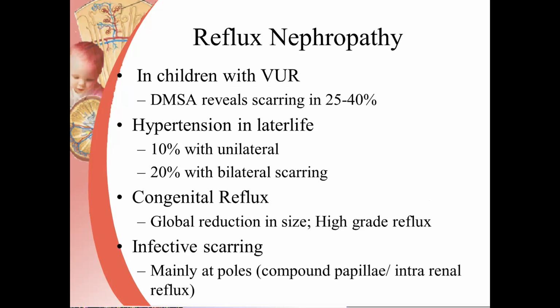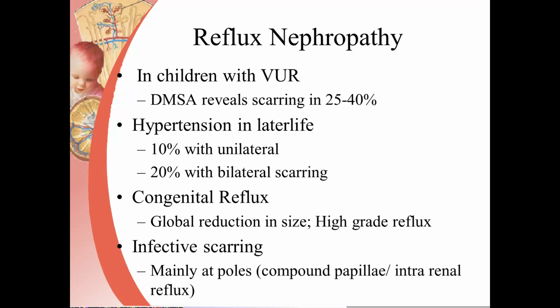What is reflux nephropathy? In children with vesicoureteric reflux, DMSA scan reveals scarring in 25 to 40% of the children. So this can lead to hypertension in later life, and the hypertension can be seen in 10% with unilateral reflux and 20% in bilateral reflux.